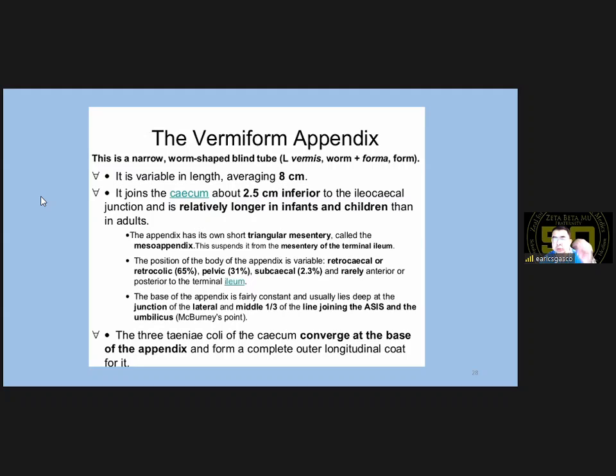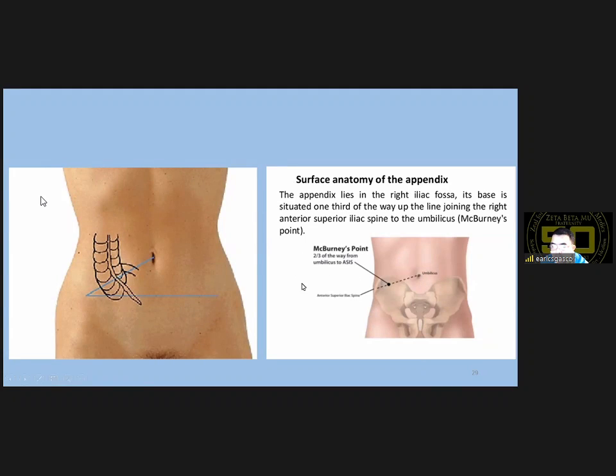Because, okay, this is your McBurney's point. Your McBurney's point is 2/3 of the way from the umbilicus. So you palpate, for the PTs, you can actually know where the ASIS is. You palpate your ASIS, and then you draw an imaginary line to the umbilicus. Now you divide it into three. The first division, which is 2/3 away from the umbilicus, is approximately the area of the base of the appendix.